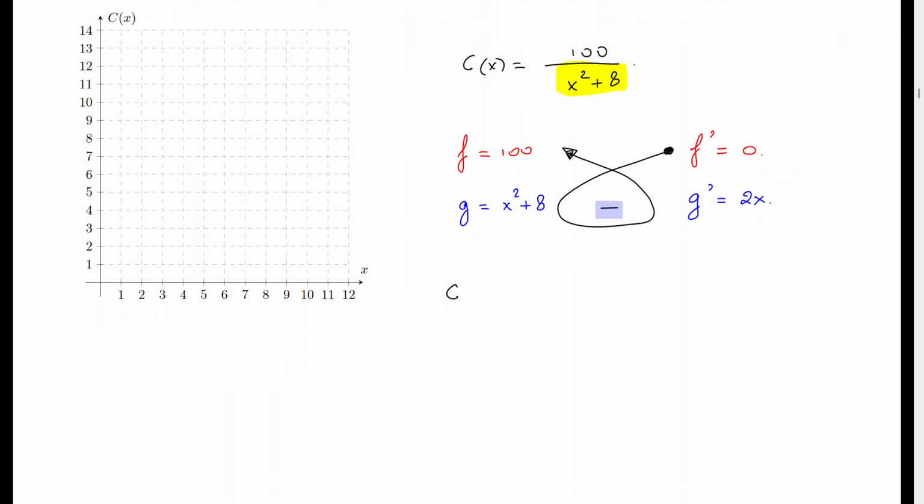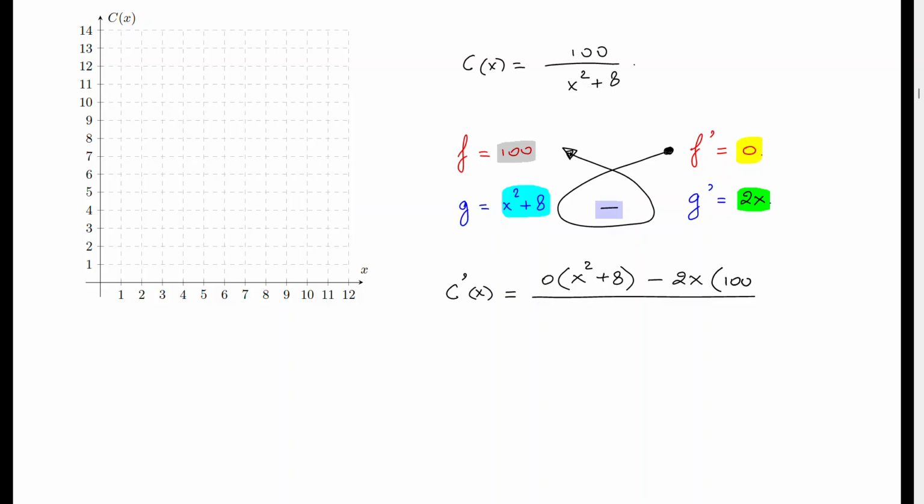So in any case, the c prime of x is going to be a fraction. And again, just like before, we're going to multiply some corners with each other and subtract the answers that we get. So we're going to multiply these corners. I'm highlighting them with color so you can see what I'm going to be doing in a moment. But first, we multiply the 0 with x squared plus 8. Then we subtract the product of 2x with 100.